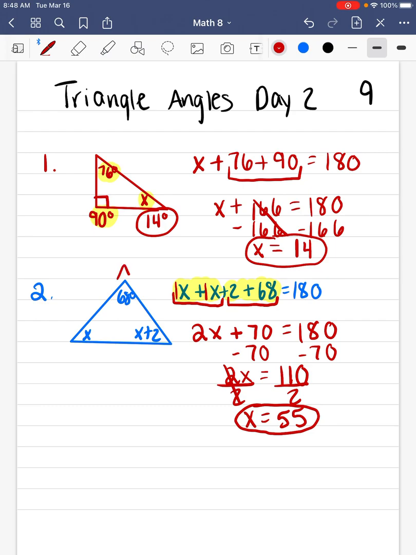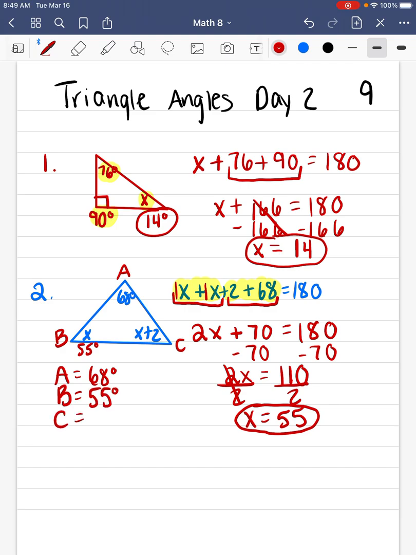So I'm going to call this angle A, angle B, and angle C. Angle A we already know is 68 degrees. However, we have to solve for B and C since they are x and x plus 2. Angle B is pretty easy because we already got x is 55, so if x is 55, then angle B is going to be 55 degrees.